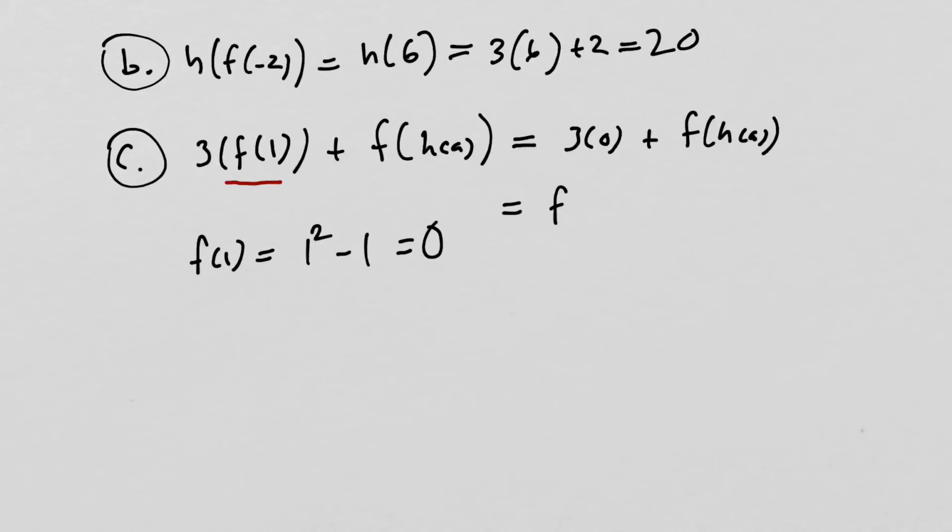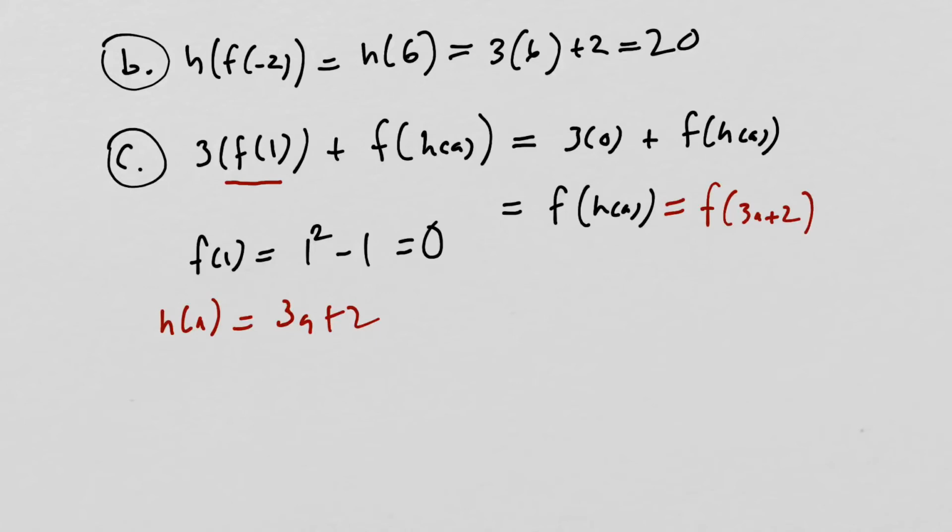And then we only need to really find f of h of a. Let's go ahead and evaluate h of a. H of a is going to be equal to 3x plus 2, not 3x, 3a. Then this is equal to f of 3a plus 2. Plugging 3a plus 2 into our function f of t, this becomes (3a plus 2) squared minus (3a plus 2).